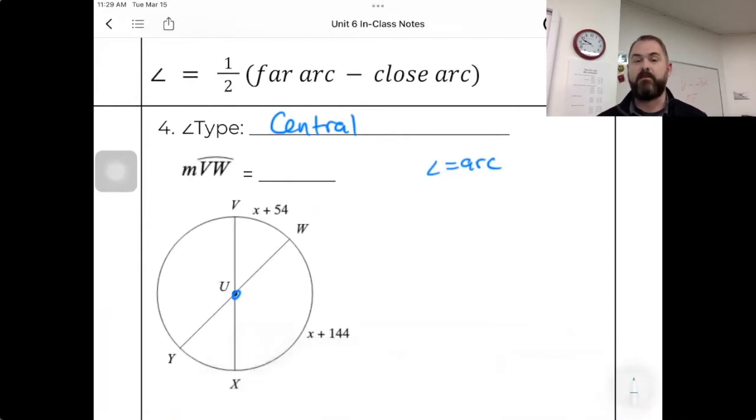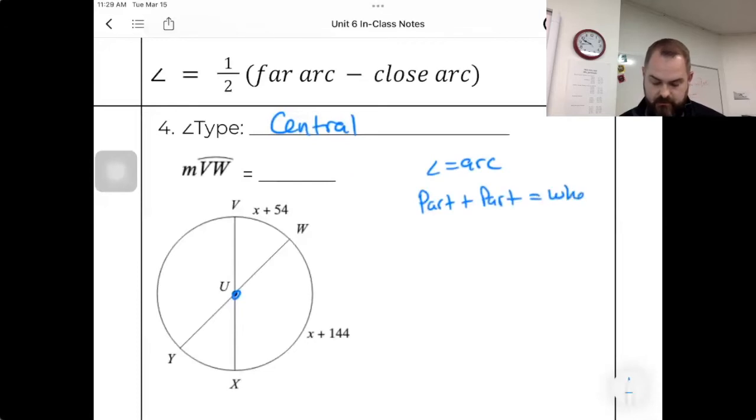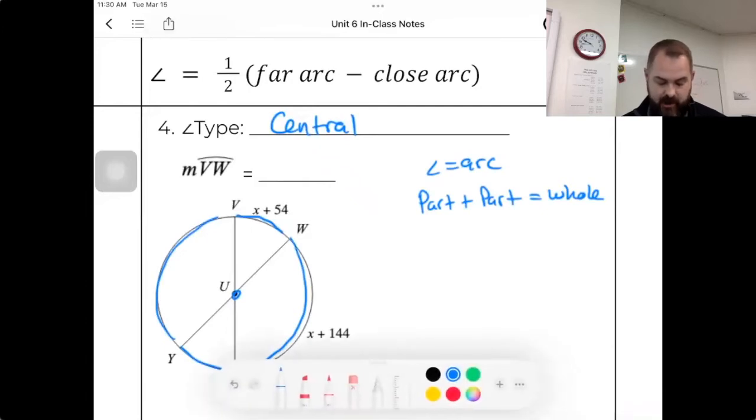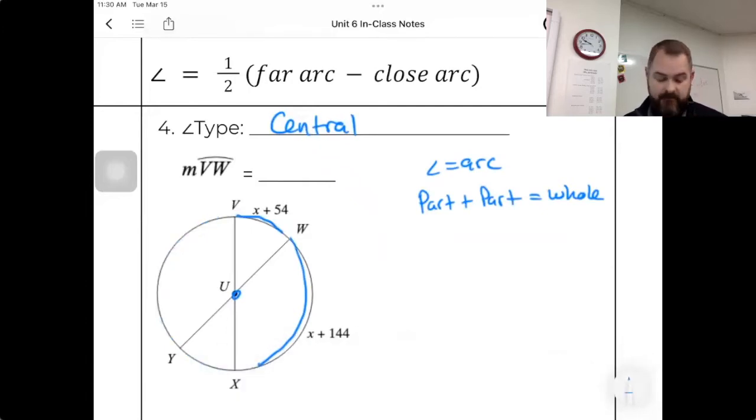The other important thing to remember about any examples where I have arcs is that all the arcs add up to 360, or part plus part equals whole. Now, all 4 of these arcs would add to 360. However, I only have expressions for 2 of them. From V to W is x plus 54. From W on over to X is x plus 144. But you need to recognize that these 2 arcs create a semicircle, which is exactly half of the circle. So they should total 180 degrees. So that's my whole amount.